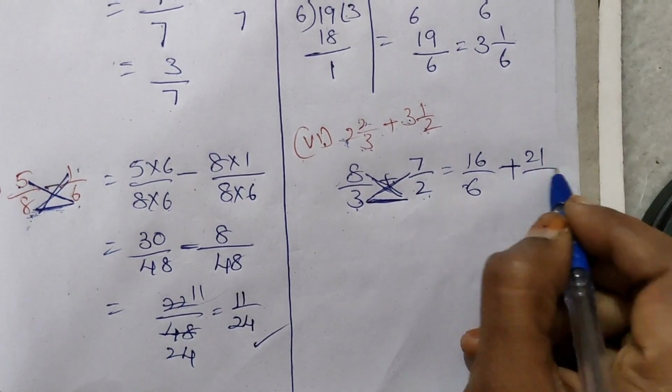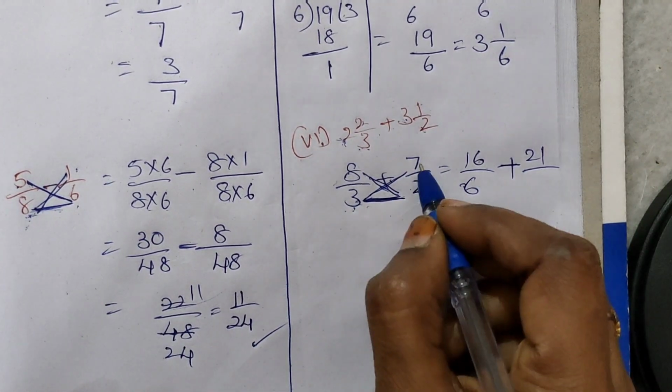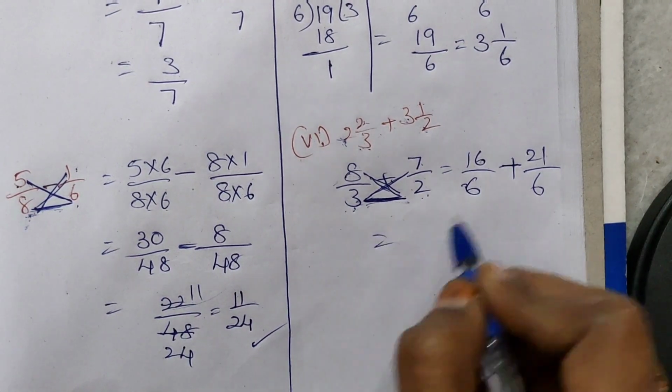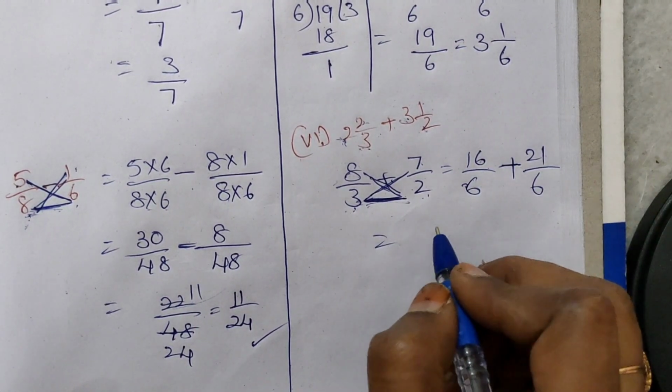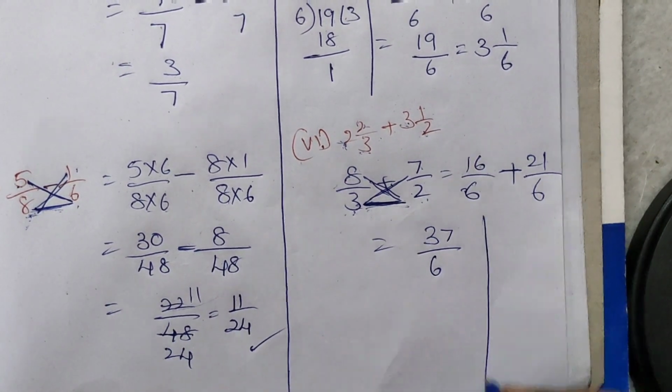7 3's 21. 3 2's, this 2, this 3 and this 7 I multiplied here. And this 2 I am multiplying, 3 2's 6. So, 16 plus 21, how much? 37 by 6. I will do division here.